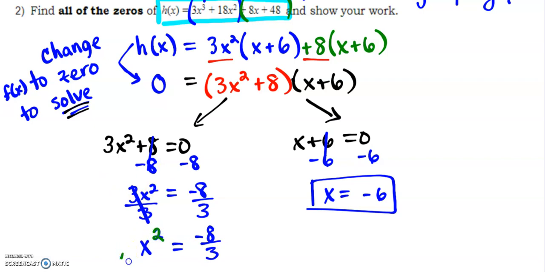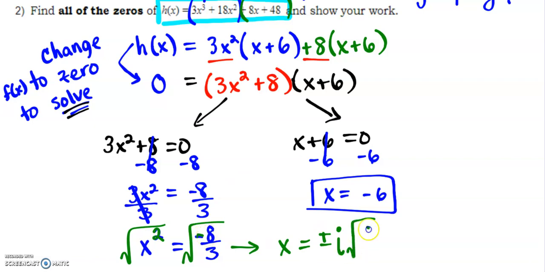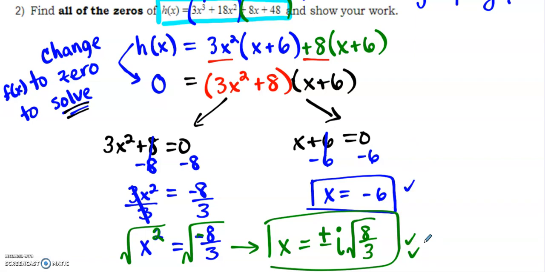Now this squared, I get rid of that by taking the square root. Now we're taking the square root of a negative, so that means we are going to get x equals plus or minus i, that's for that negative in the square root, times the square root of 8/3. And this is my 2 other answers, positive and negative. So I've got 1, 2, 3 solutions. So I found all my solutions.